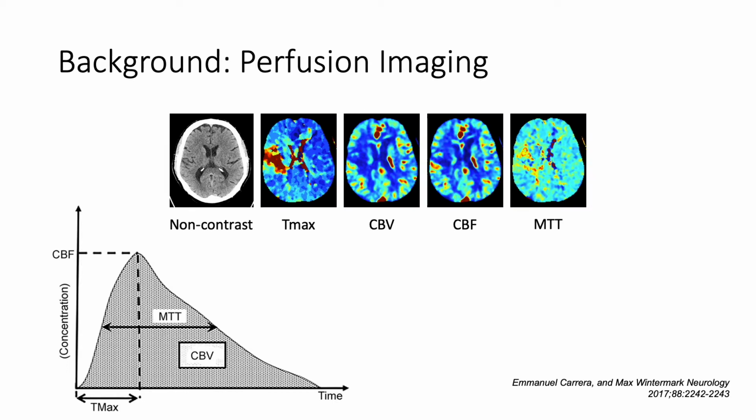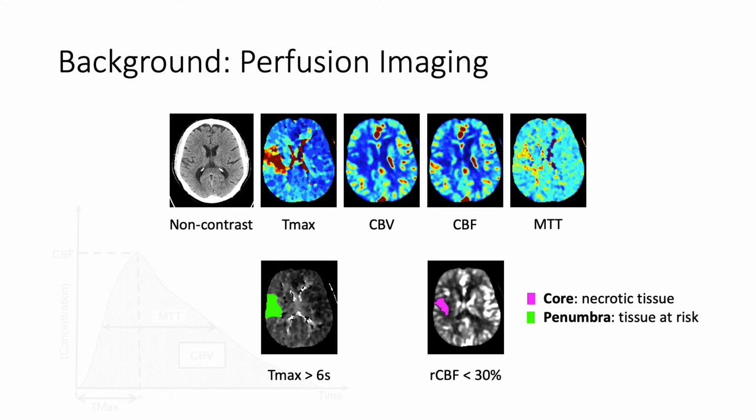To detect these regions, CT perfusion imaging is often used in clinical practice. When analyzing the voxel-wise signal over time, there are four main variables of interest: Tmax, the time to the maximum point of intensity, MTT, the mean transit time, and the cerebral blood volume and cerebral blood flow at each voxel.